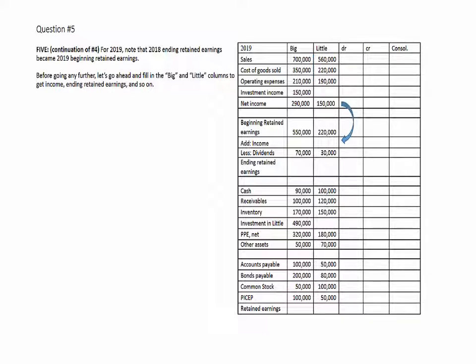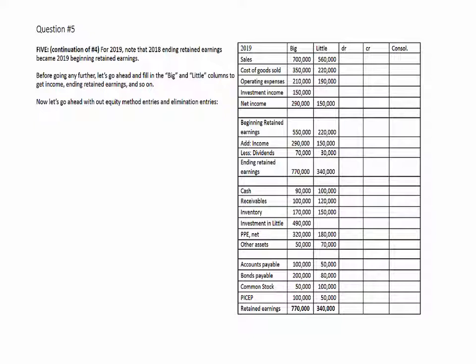We transfer those numbers down to the statement of retained earnings. And then we work our way down to get ending retained earnings, which we then transfer down to the balance sheet as ending retained earnings.